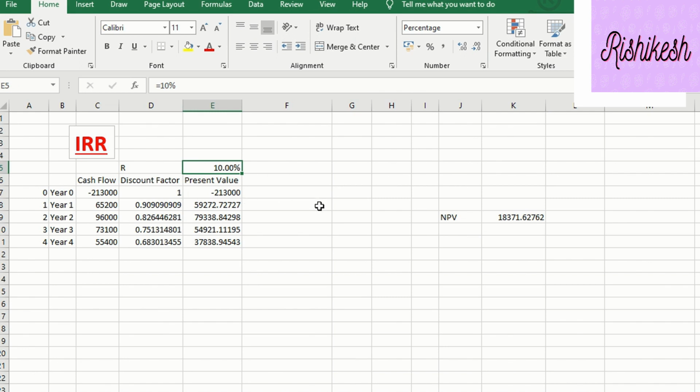So if I make R equal to 11%, the NPV comes out to be 13,000. Seems to be decreasing, right? If I make it 12%, it comes out to be 8,983. If I make it 13%, it comes out to be 4,521 now. So it's closing to zero now. If I place 14%, it is 203. So very close to zero.